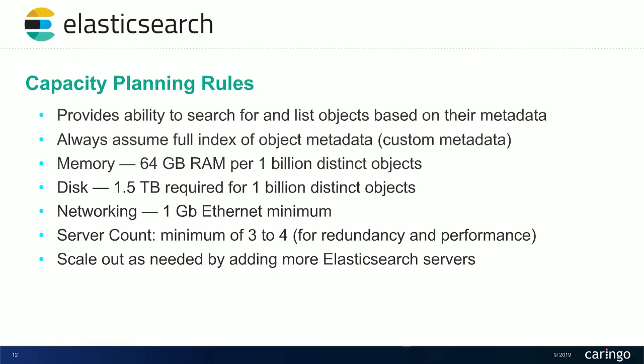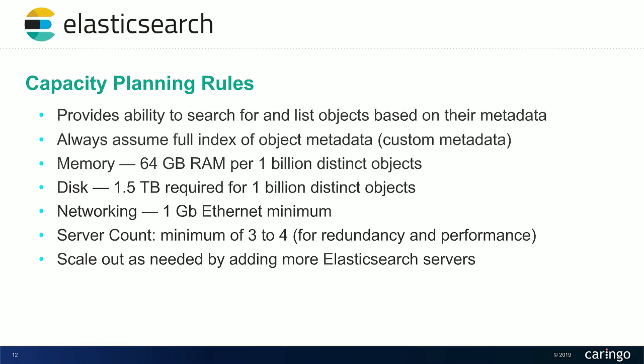As far as disk is concerned, around 1.5 terabytes is going to be required per server for each billion distinct objects for each Elasticsearch server. So, typically what we're going to recommend is a minimum of 3 to 4 for redundancy and performance for the Elasticsearch farm. Realistically, for a very large cluster, I would push that as high as 5 or greater to spread out the load for what Elasticsearch has to do when it comes to caching all this metadata information and taking the level of list and query activity that it needs to take for that given number of objects.